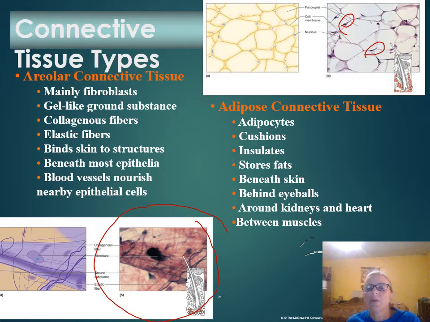When adipocytes become so abundant that they crowd out other cell types, then they come together to form connective tissues. This is found beneath the skin, between muscles, and around the kidneys and the heart, and the function is to insulate and store energy.